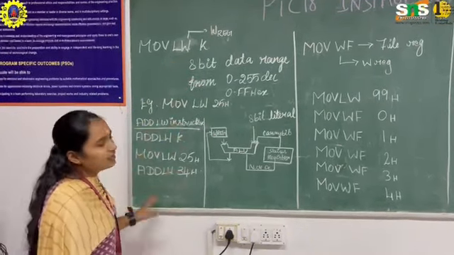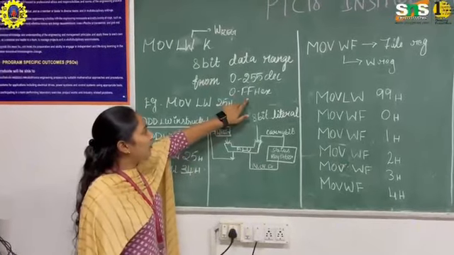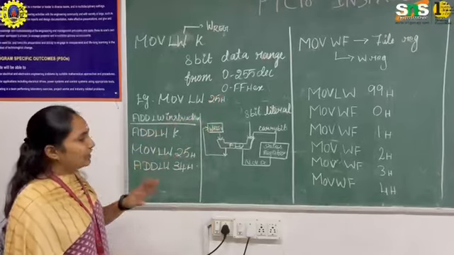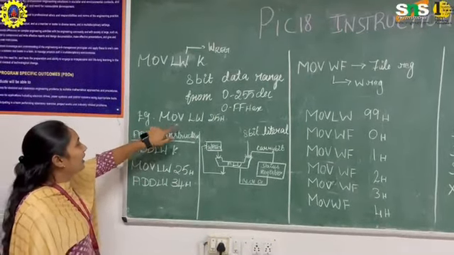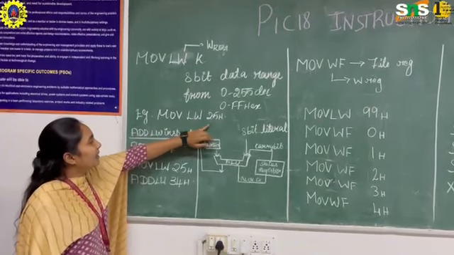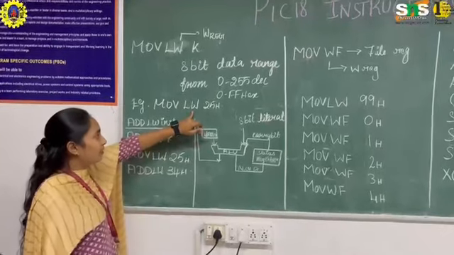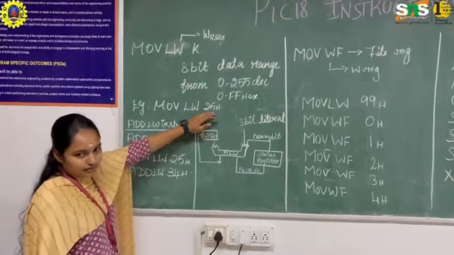This is 8-bit data. This 8-bit data contains the range from 0 to 255 for decimal and 0 to FF for hexadecimal. It means for decimal it contains 256 numbers. So let me see one example. Here MOVLW 25H. Here 25H is the literal value which will be stored in the W register. Now the value of the W register will be 25H.